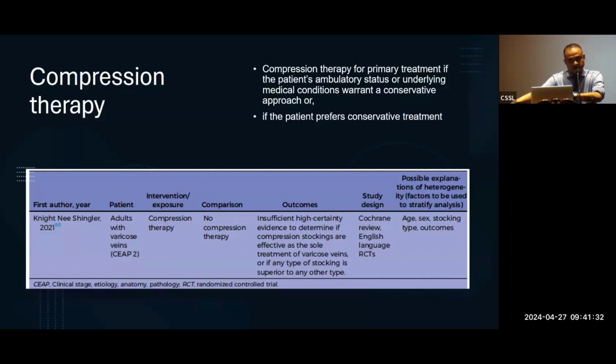Or the patient is having some other major illness, planning for a surgery, let's say a laparotomy for a malignancy or something. So you don't really need to consider varicose vein treatment at that stage. And then for temporary control of symptoms, you can use compression therapy. But generally, there is no definitive evidence to use compression stockings as a standalone treatment, unless, as I said, the patient has some other underlying illness or condition that prevents definitive treatment.